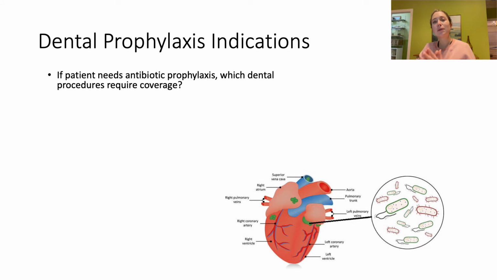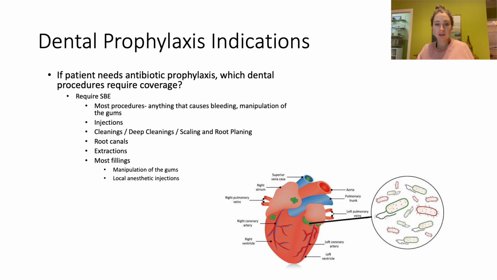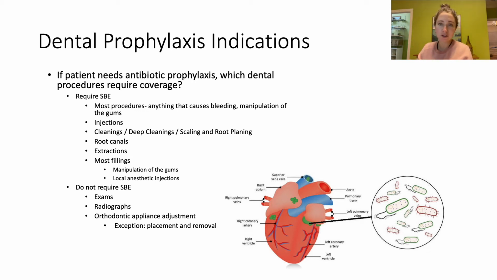So if you decide a patient does need antibiotic prophylaxis, what dental procedures require coverage? And the answer is most procedures. So it's by definition anything that could cause bleeding or manipulation of the gums. So that would include injections, cleanings, deep cleanings, and scaling and root planing. Scaling and root planing is just another fancy word for a deep cleaning. Root canals, extractions, and most fillings, because during most fillings we're gonna manipulate the gums and we're gonna give them local anesthesia.